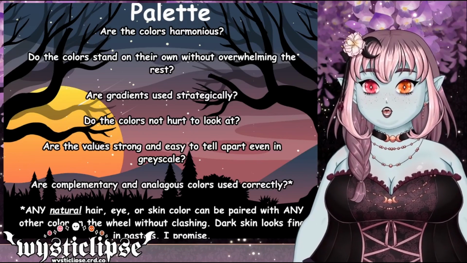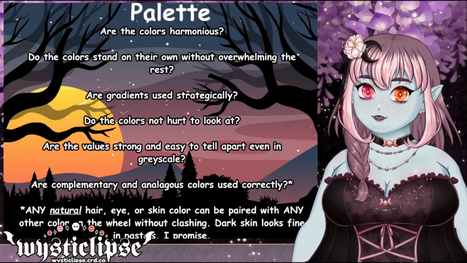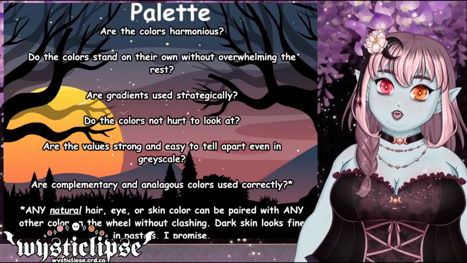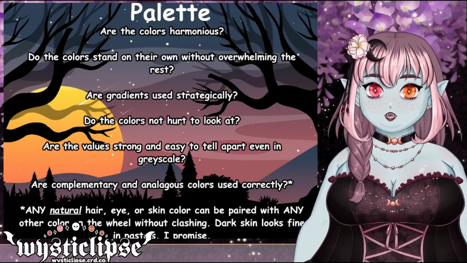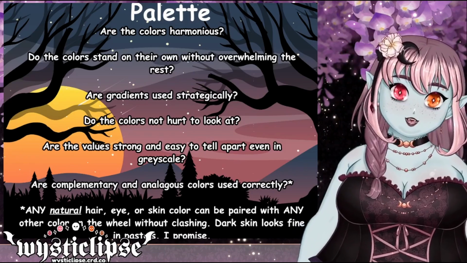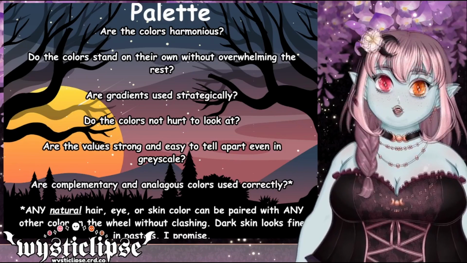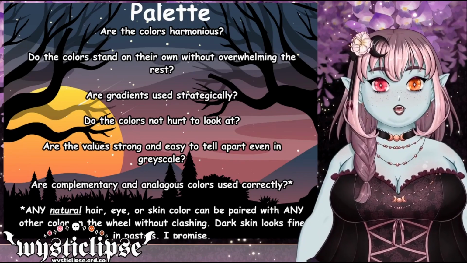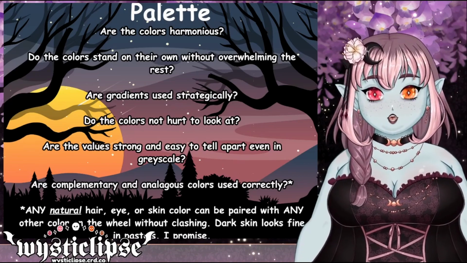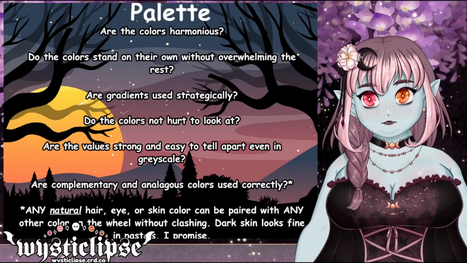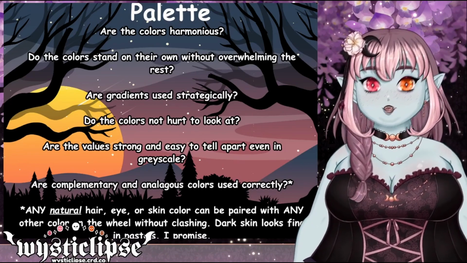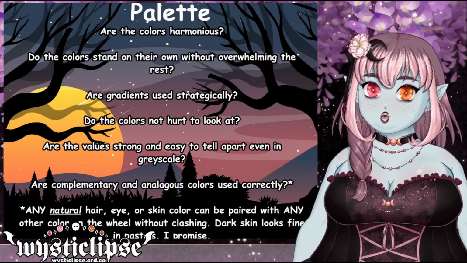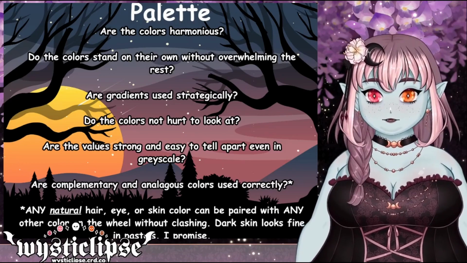Are the values strong and easy to tell apart even when your character is in grayscale? You want to be able to look at a character in grayscale because you also have to consider that people who are colorblind are going to be looking at your character and inferring information about it based on the colors that you use and the values in the colors. So you don't want to use all pale shades because they'll just wash out into each other. And you also don't want to use all dark shades because they'll also just blend into each other. You want a good and healthy mix of both.